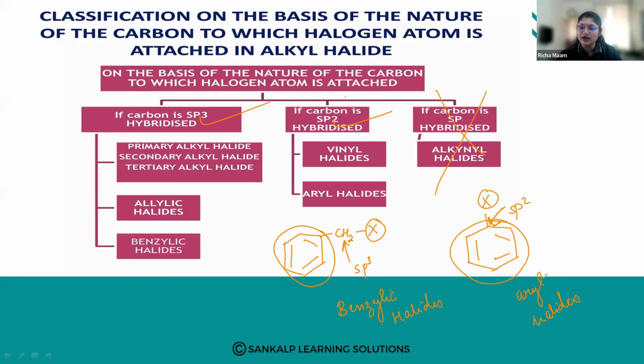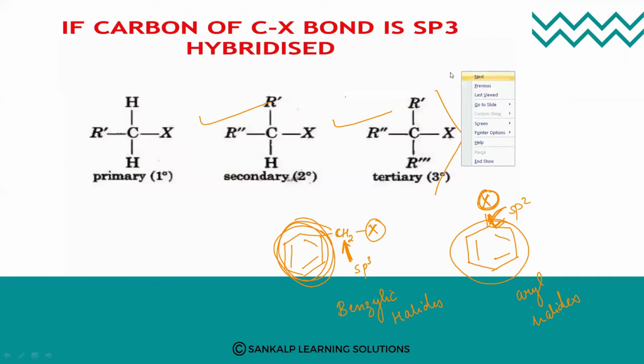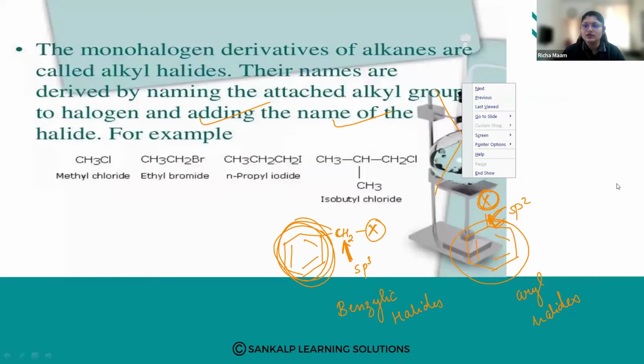So in aryl halides, the halogen atom is directly attached to a sp2 hybridized atom of a benzene ring. And in benzylic halides, the halogen atom is attached to a sp3 hybridized carbon next to an aromatic ring. Is it clear now? Yes, ma'am. So these were the classification.